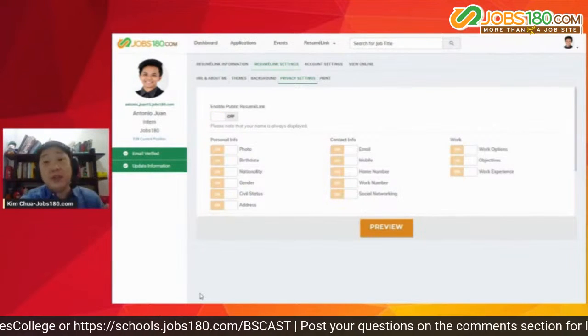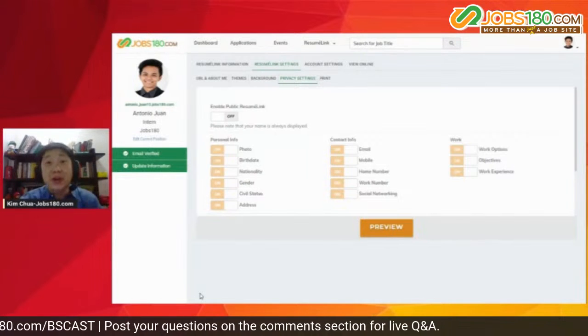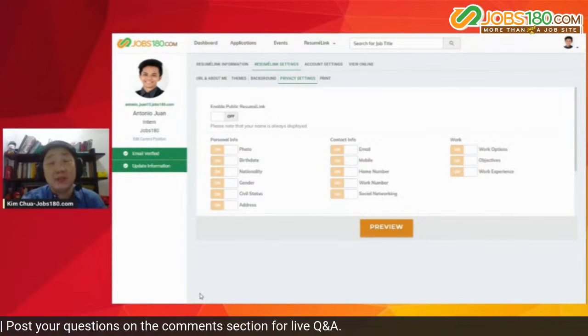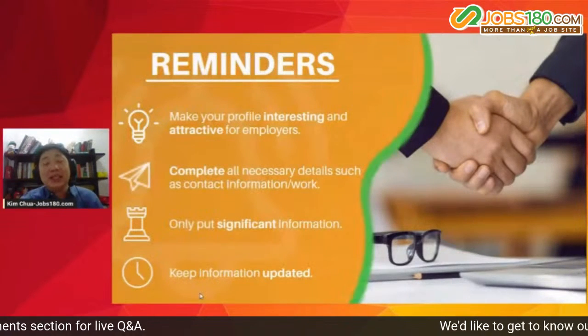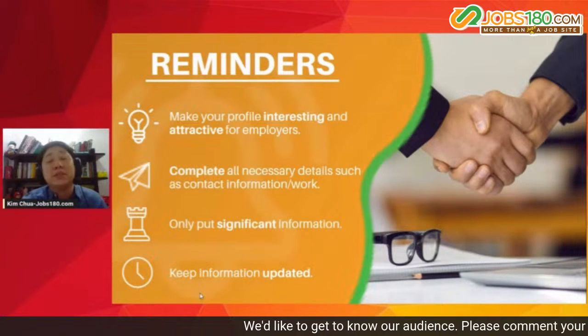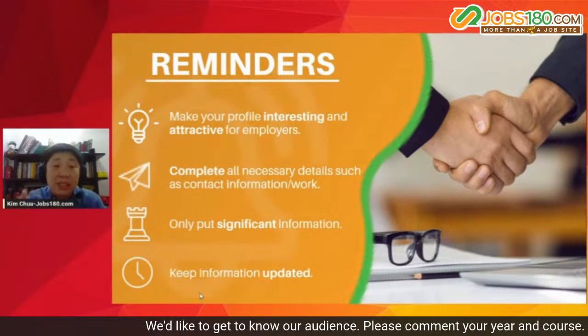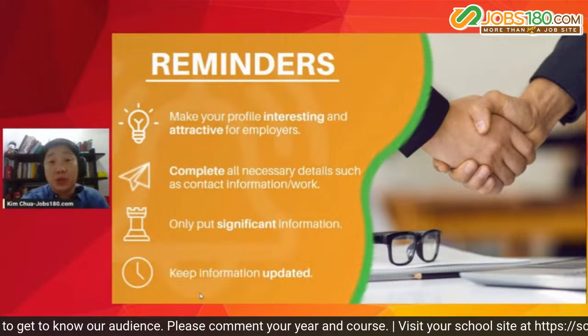If you want to turn off everything, then okay lang, you can just turn off the button. Enable public resume link, off. Wala nang lalabas sa public. Kahit na anong information. Okay? So, yan ang re-remind ko sa inyo. The second step is for you to complete the information, and in doing so, please make sure that your profile is interesting, diba? Yung information mo kompleto at updated ang details nyo para mabilis kayo makontak ng mga HR.